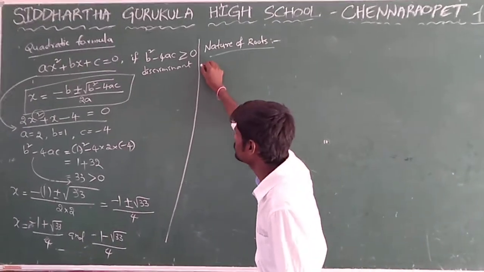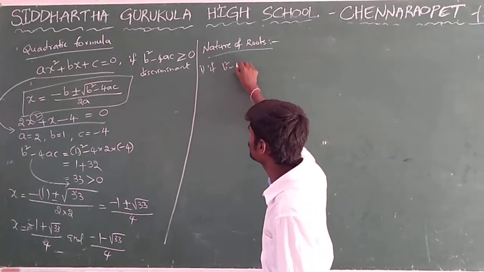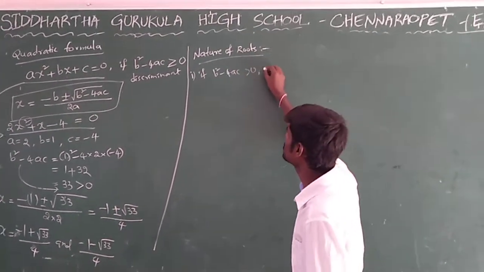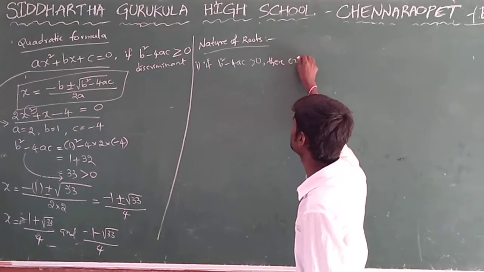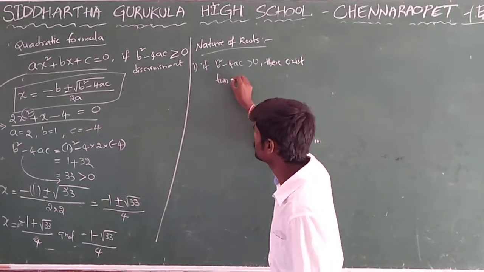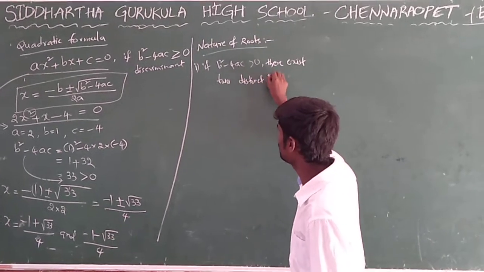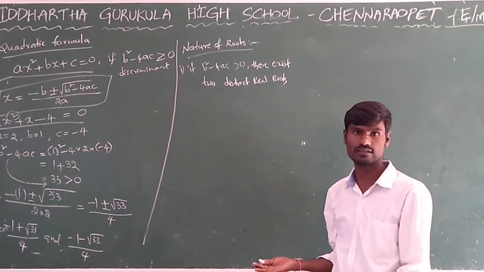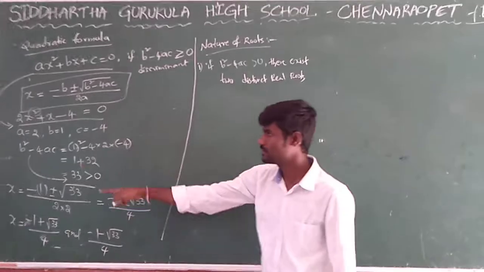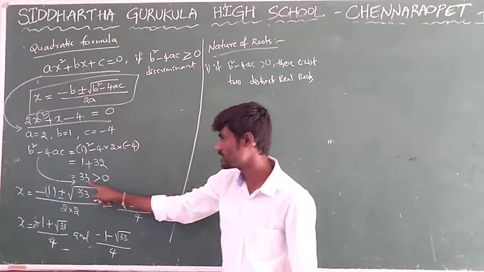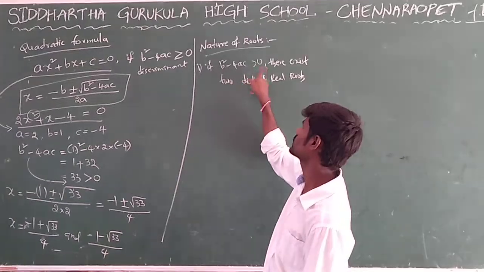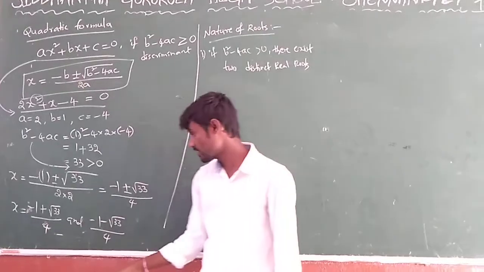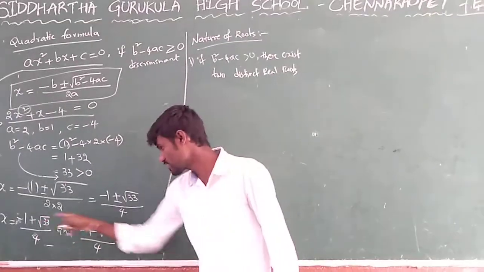First condition: if b square minus 4ac is greater than 0, then there exist two distinct real roots. Distinct means different, two different real roots. For example, here we got b square minus 4ac as 33, which is greater than 0. So there exist two distinct, different roots. One is minus 1 plus root 33, another is minus 1 minus root 33. Here plus and minus means different.